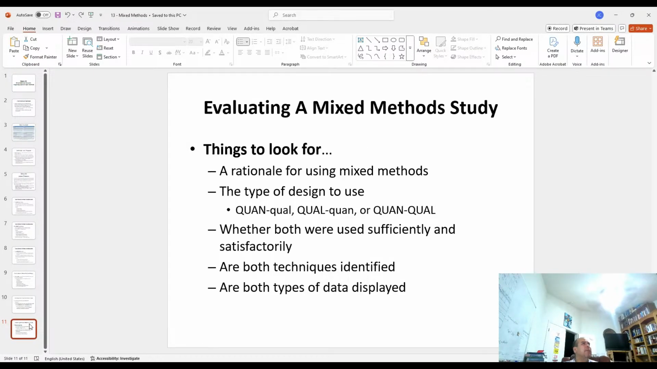Okay, things to look for in evaluating mixed method studies: a rationale for how they were used, and what design was used. Is quantitative or qualitative more superior, or does it carry more weight, or are they equal? Whether both were used sufficiently, satisfactorily, and are both techniques identified, and are both techniques given the same amount of coverage and utility in the study, and are both types of data displayed? Do you have numbers data and direct quotes? Do you have both of those? If you have both of those, then I think that would be a very good example of a high quality mixed method study.